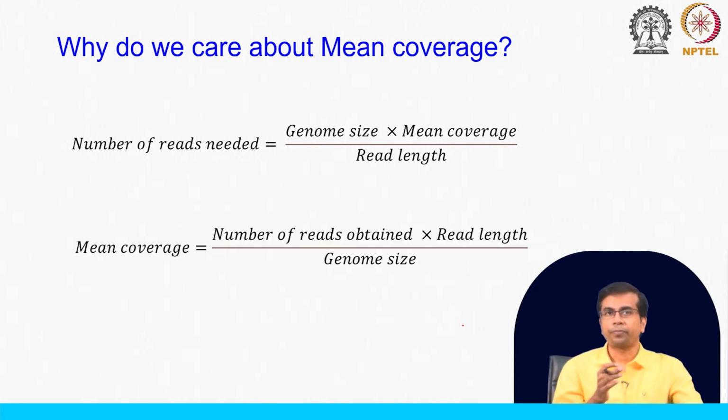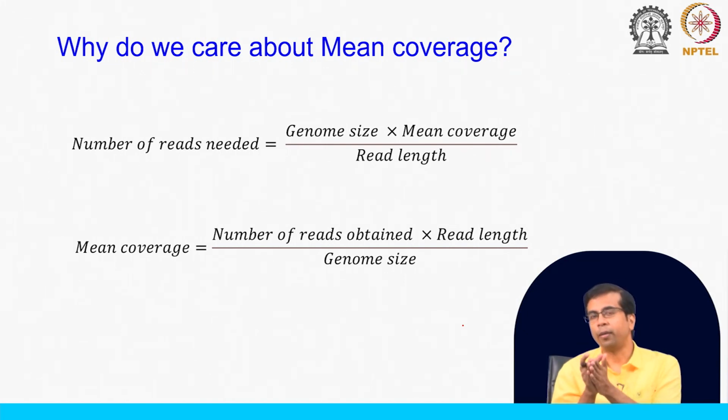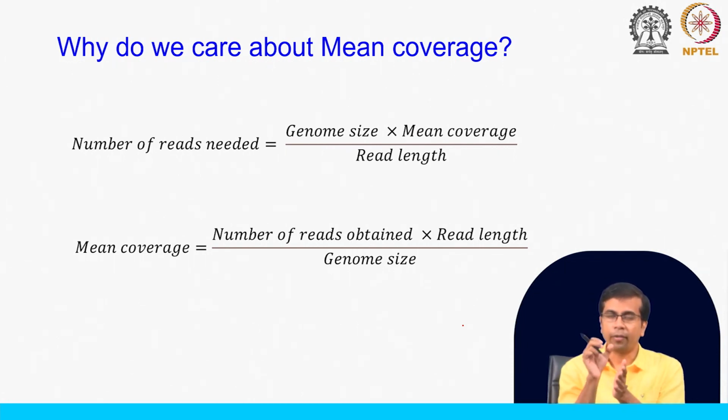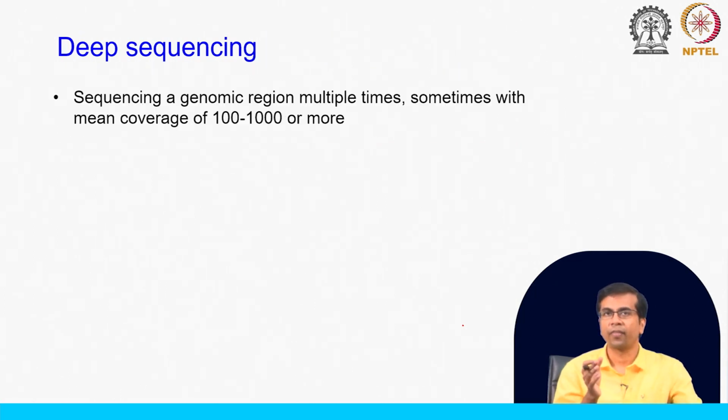And again, you can turn it around and calculate what is the mean coverage that you will get if you know the number of reads that you will get from a platform and you know the read length of that platform, divided by the genome size. So, you can play around with this and calculate whichever parameter you need, what kind of mean coverage or what kind of read number you would need for your sequencing project.